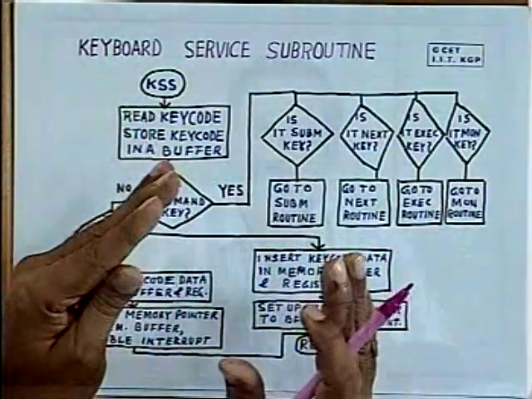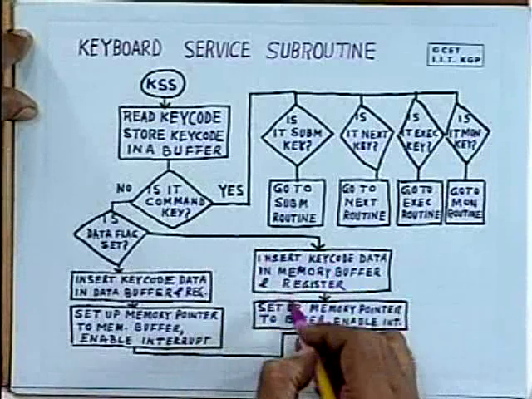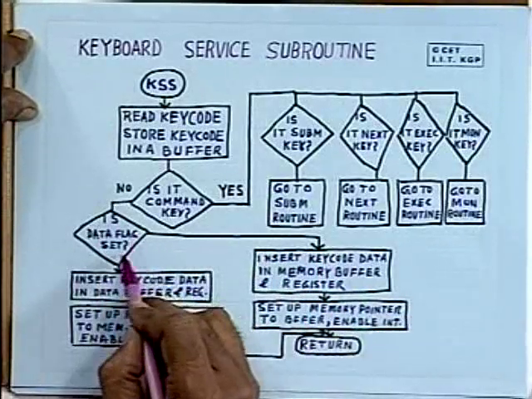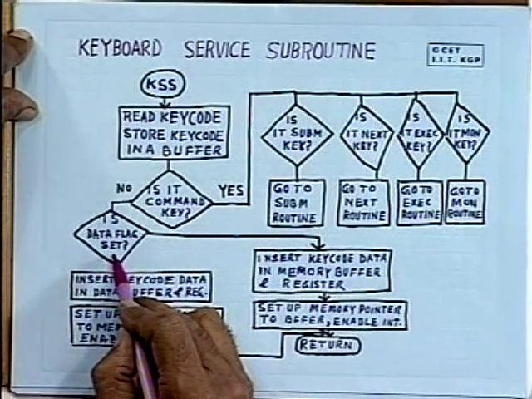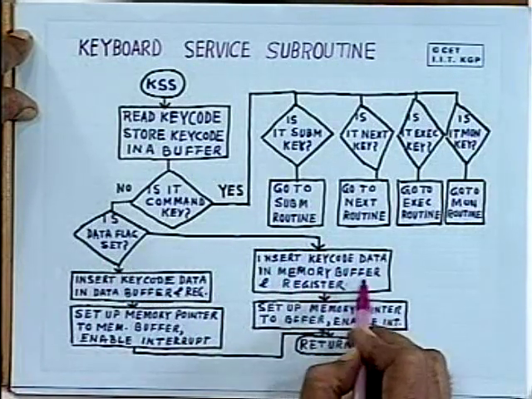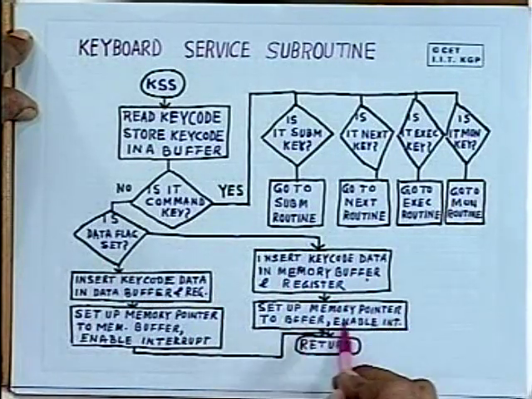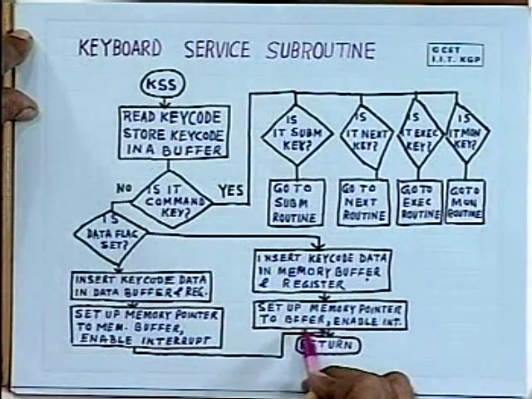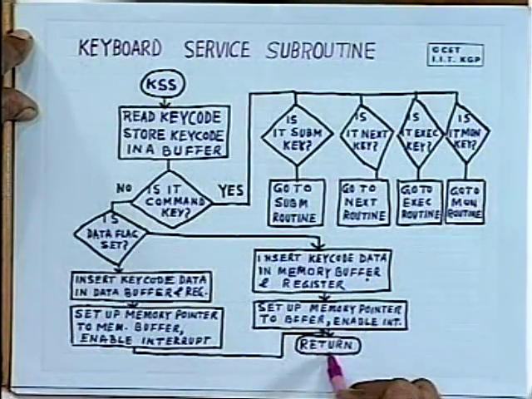If it is in the address field, it will go to this part. That information is stored with the help of a data flag set. And you can see here you are inserting the key code data in a memory buffer and register. Then you are setting up the memory pointer to the buffer. Then you are enabling the interrupt and returning.